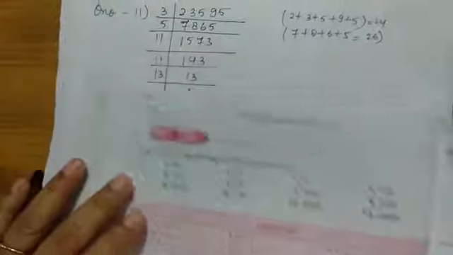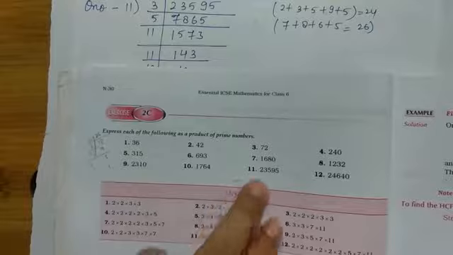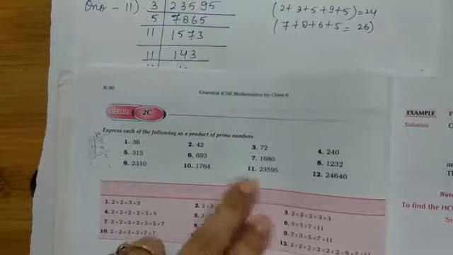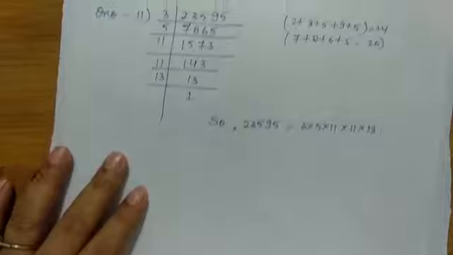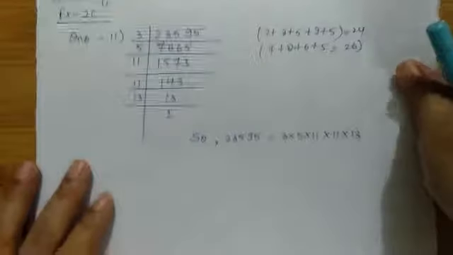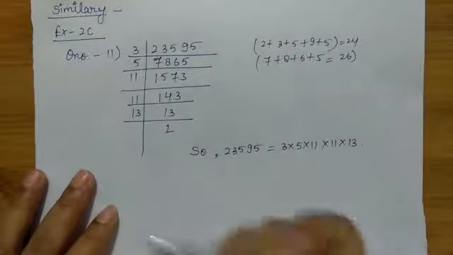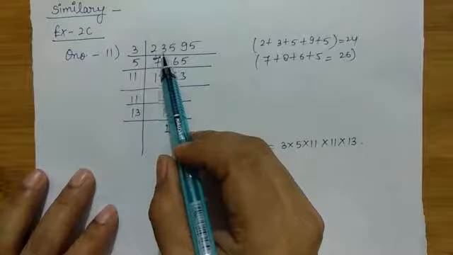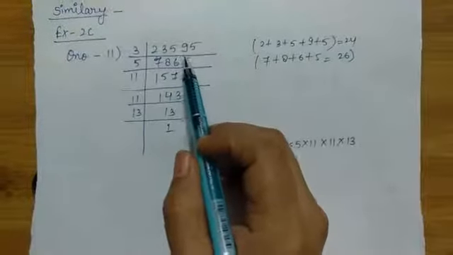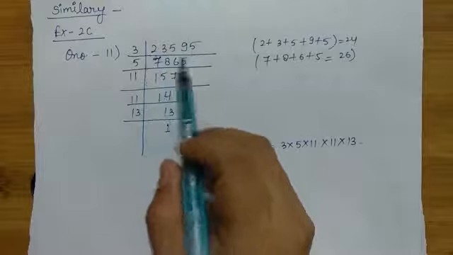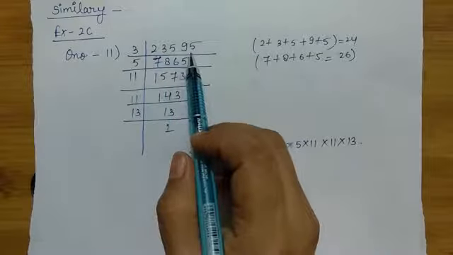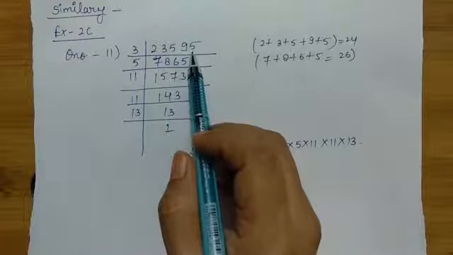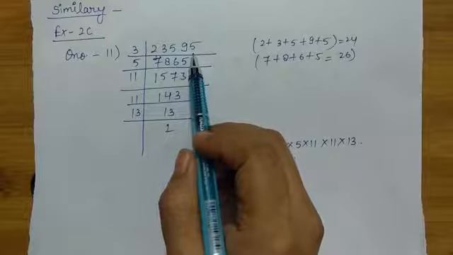So I am going to tell you question number 11 of exercise 2C, and the rest you all have to do in your notebook. So what is the question and how have I solved this? The question was 23,595. So we can see that this number cannot be divisible by 2 because the last digit is 5.